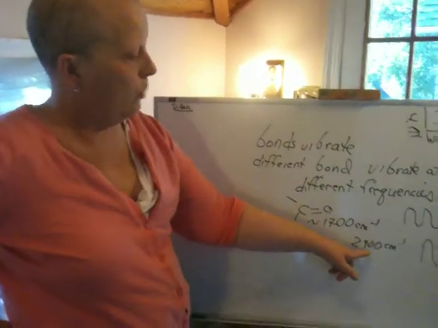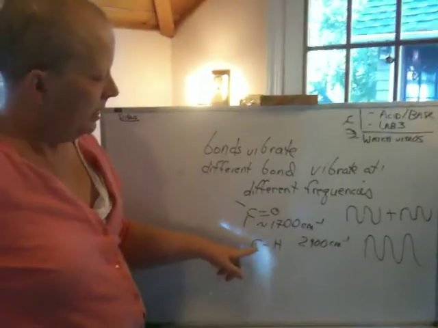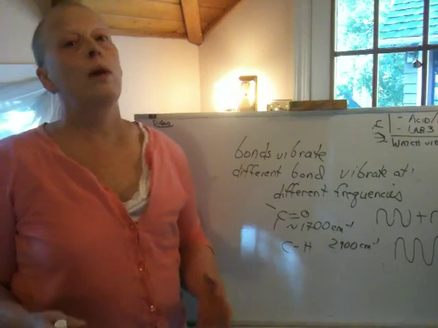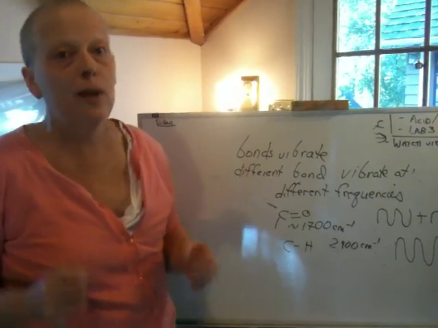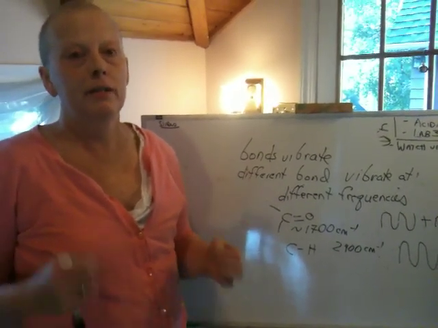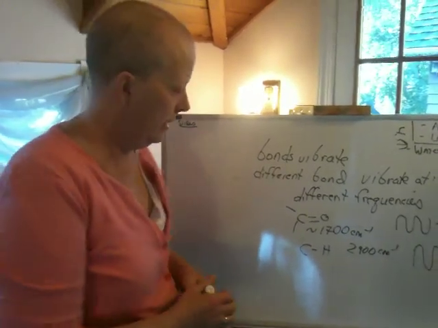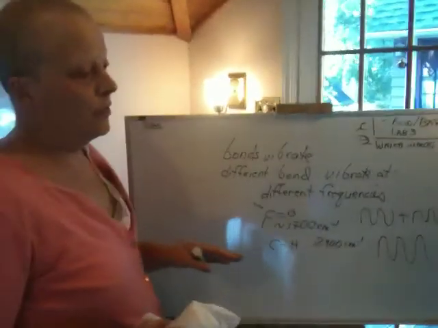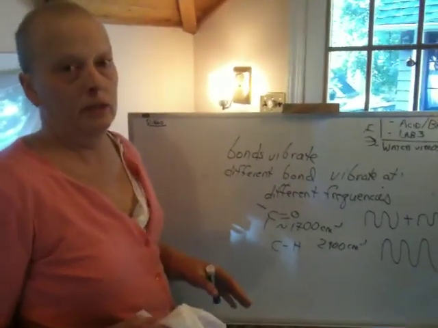When you put in, say, 2900 reciprocal centimeters, it's the CH bonds that are going to absorb. Now that's one way to think about it. I'm going to give you another way to think about that absorption in a little while. Okay, let's keep going. That's just giving you a basic idea about it.